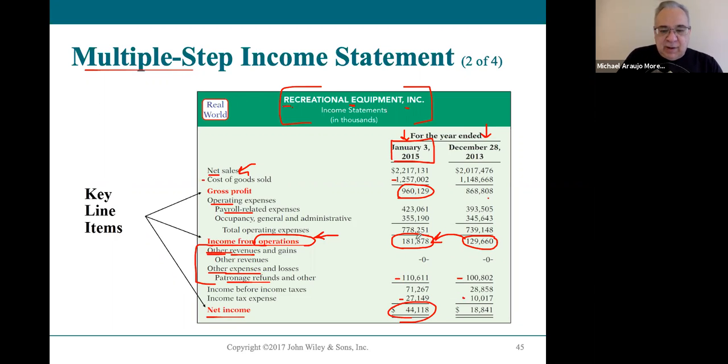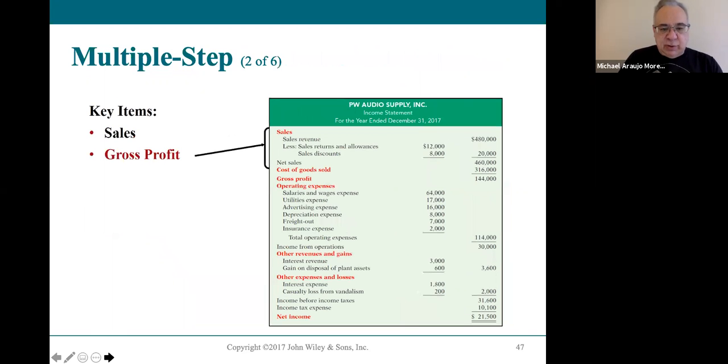But clearly, of the $181 million they made in a profit from their operations, they're giving most of that to whatever these patronage refunds are. And of course, they have to put aside money for tax expense. So that's a lot to drain. I don't know what these patronage refunds are about, but I would want to find out why it's taking up so much of the operating profit and taking away from the net income for stockholders. So very important to sort of go through all of these.